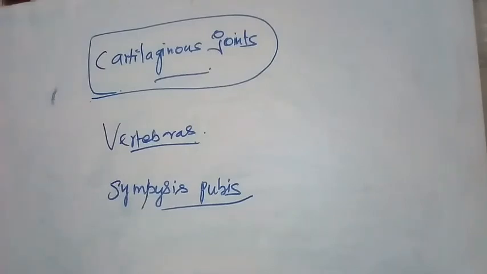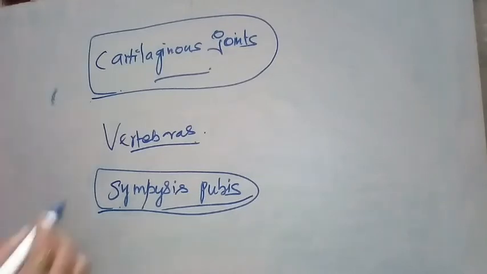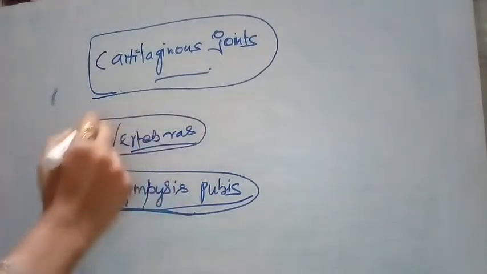During pregnancy, the hormones allow for expansion during childbirth. This cartilaginous joint has the benefit of allowing expansion during pregnancy and childbirth. This is a very important one, the symphysis pubis. This is a cartilaginous joint, and the vertebrae are also cartilaginous joints.